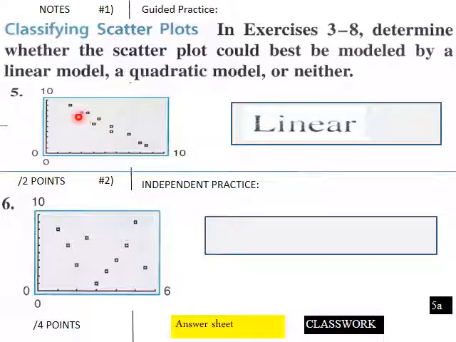So this looks like linear. It looks like a line would go down through the center of all those plots. And then here, it's just kind of haphazard, so it would be neither.